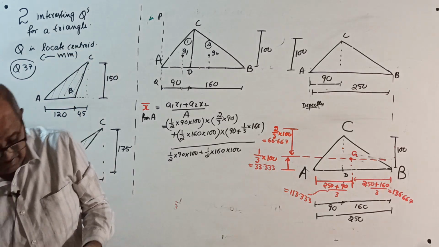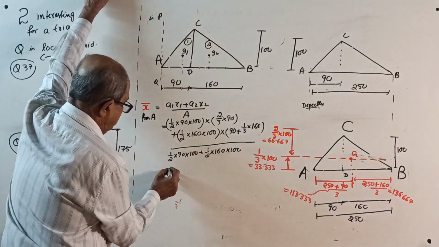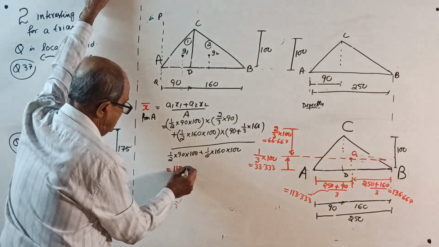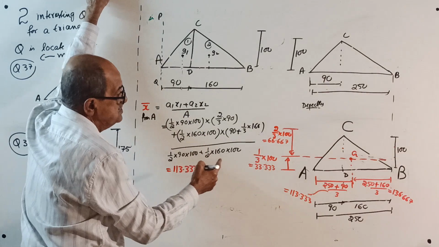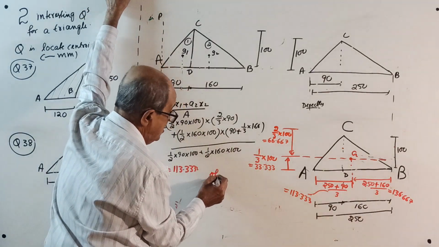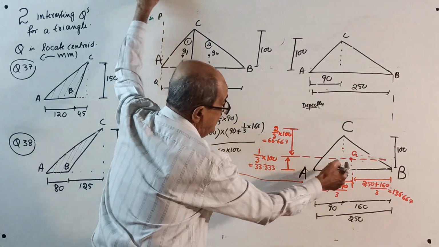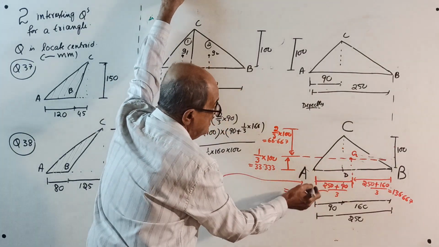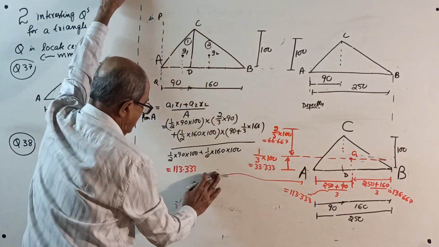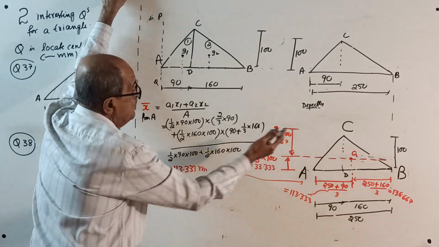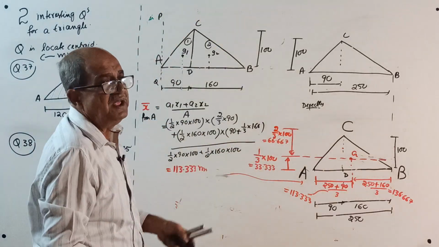The answer is 113.333 millimeter. That is the centroid distance. See here, see there, same answer from A directly. Instead of writing here, do one thing: 113.33 millimeter from here. From that side, from 250, you can subtract.